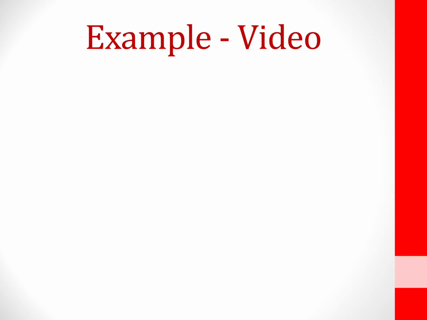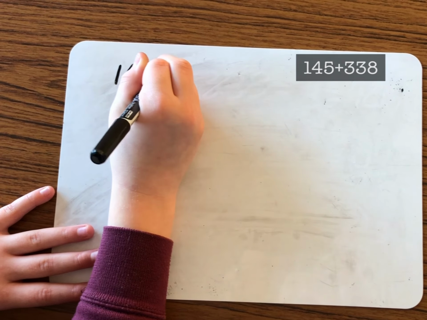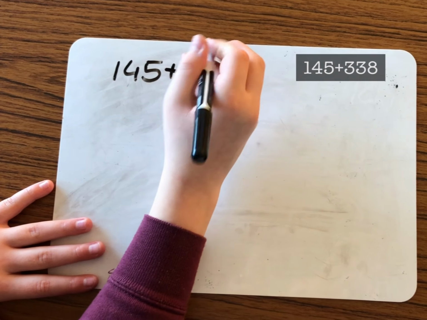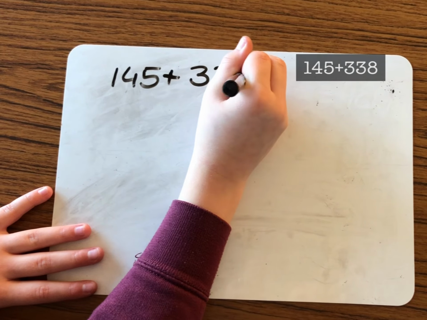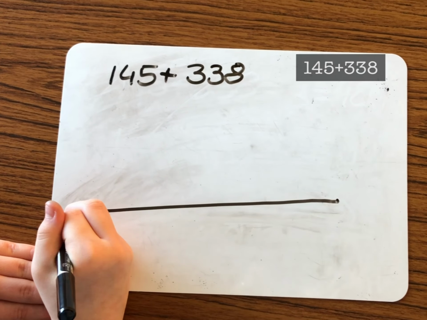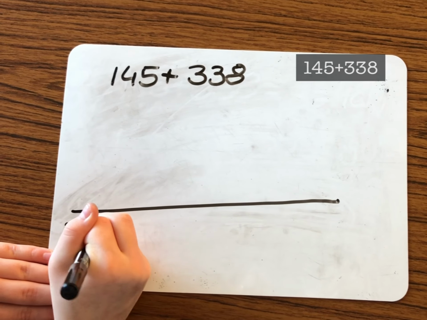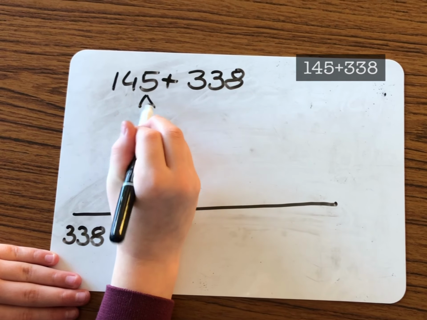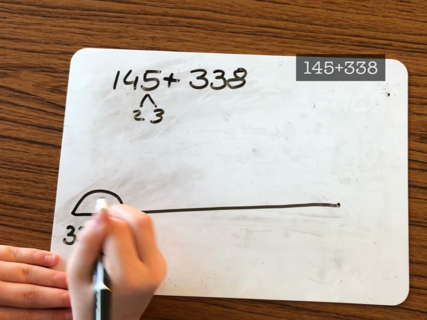Let's look at an example of using a number line to solve addition of two 3-digit numbers. In this example, we are going to solve the addition problem of 145 add on 338 using a number line. So you'll first draw your number line, and we're going to start with 338 as it is usually easier to start with the larger number. We're then going to partition a 5 into a 2 and a 3. If we add on 2, it will get us a friendly 10.